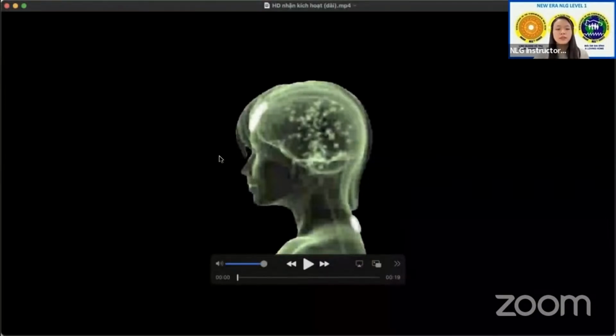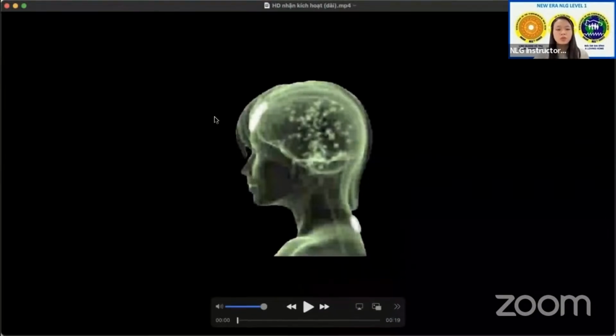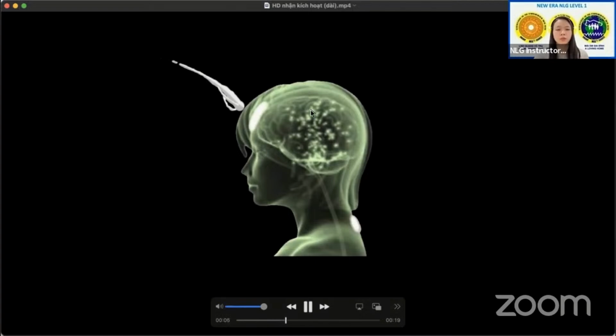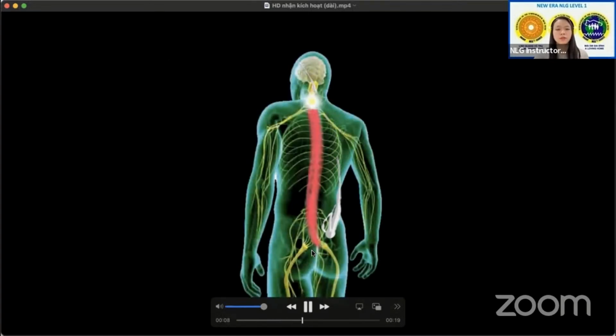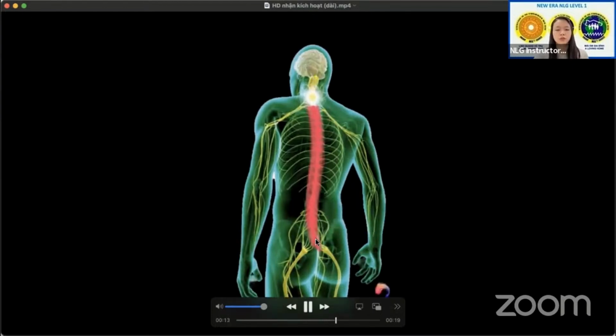Okay, so visualize that this is you. Now what you need to do is basically you look at my forehead and then you visualize energy from my forehead going into your brain. First time, second time, and third time. And then from your brain down your spine, first time, second time, and then third time. And then you keep the energy there. Okay. So we'll watch that one more time.